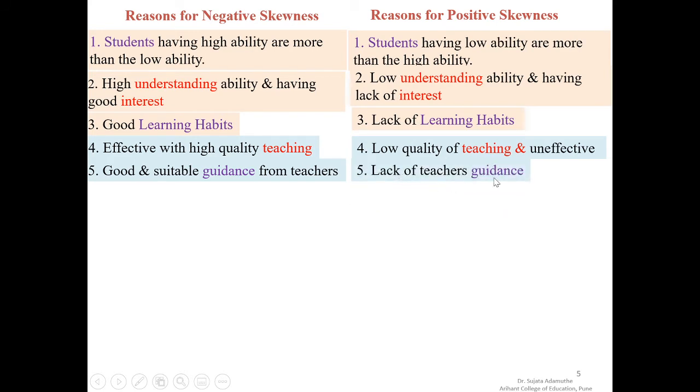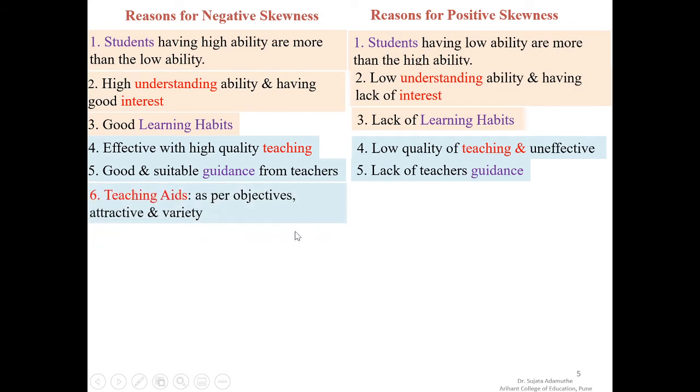Here there is a lack of teacher guidance. That means teachers are not giving guidance on how to study, how to remember, how to solve the examples, or what the references and learning resources are. If there is a lack of teacher guidance, it will automatically affect the understanding ability of the students, and the learning habits also change. They will get low scores, and the highest point will come on the left side, and we will see the positive skewness here.